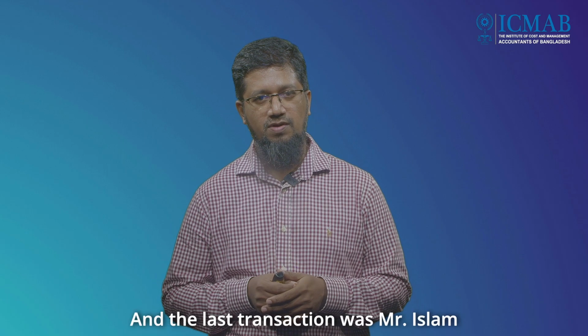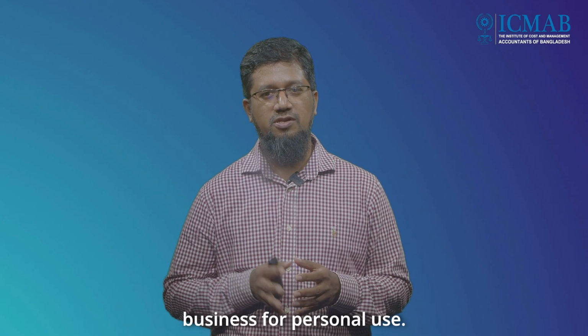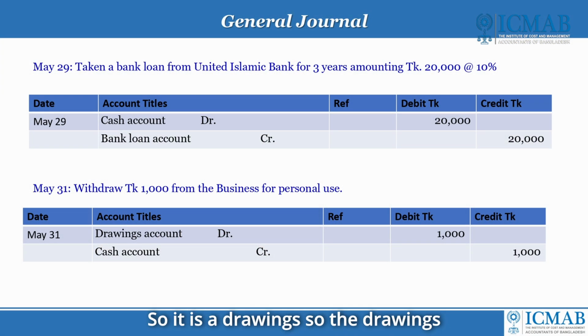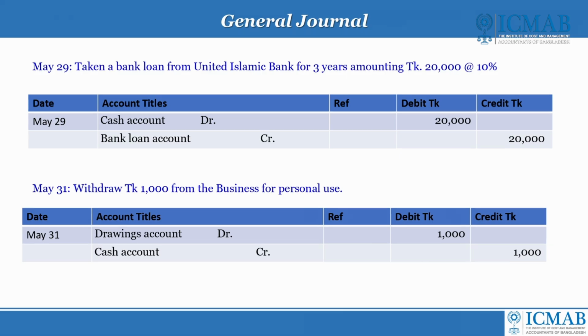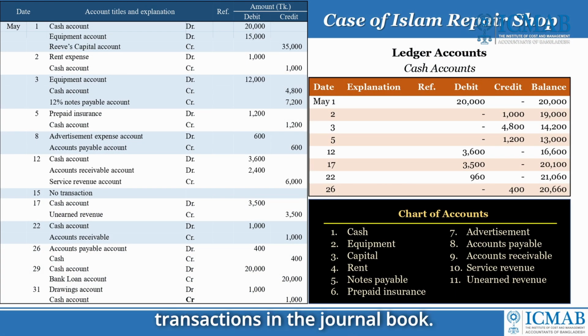And the last transaction was Mr. Islam withdrew Taka 1000 from the business for personal use. So it is a drawings. So the drawings account should be debit as capital has decreased and cash has decreased, so cash account should be credit. So the journal entry should be drawings account debit 1000 and cash account credit 1000. So this is the summary of total transactions in the journal book.